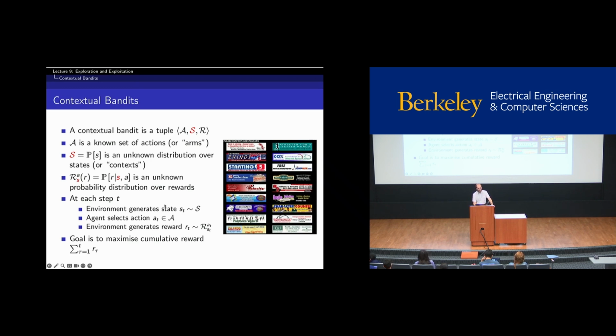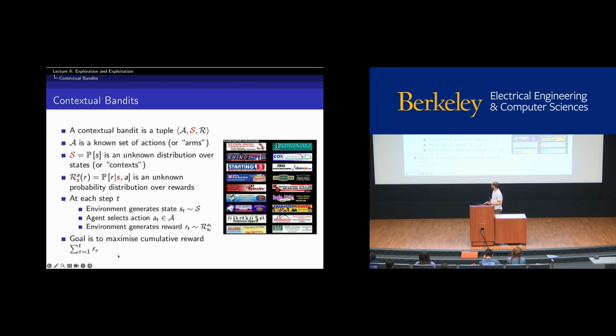So at each time step, the environment generates a state. That's going to be S_t, sampled from some distribution. Then you, the agent, will select some action. And then depending on the state, depending on the action that you took, the environment will randomly sample some reward. And again, the goal is to maximize the cumulative reward.